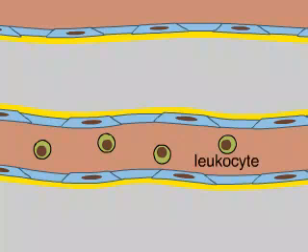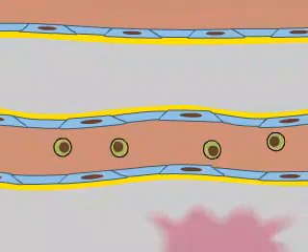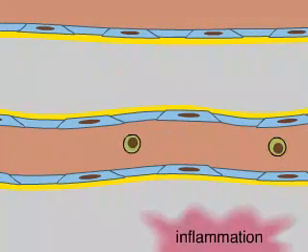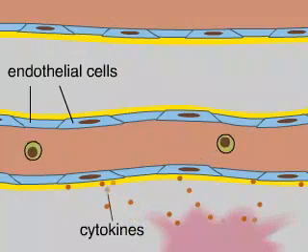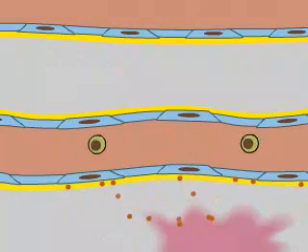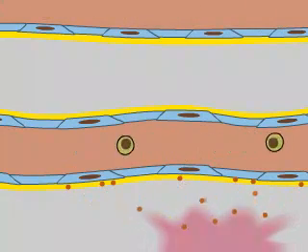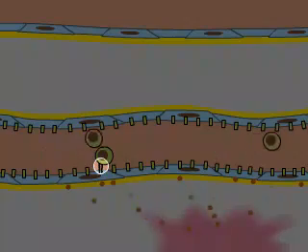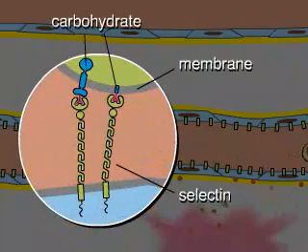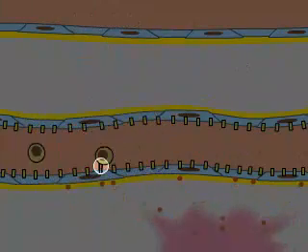Leukocytes are white blood cells that help fight infection. At sites of injury, infection, or inflammation, cytokines are released and stimulate endothelial cells that line adjacent blood vessels. The endothelial cells then express surface proteins called selectins. Selectins bind to carbohydrates displayed on the membrane of the leukocytes, causing them to stick to the walls of the blood vessels.